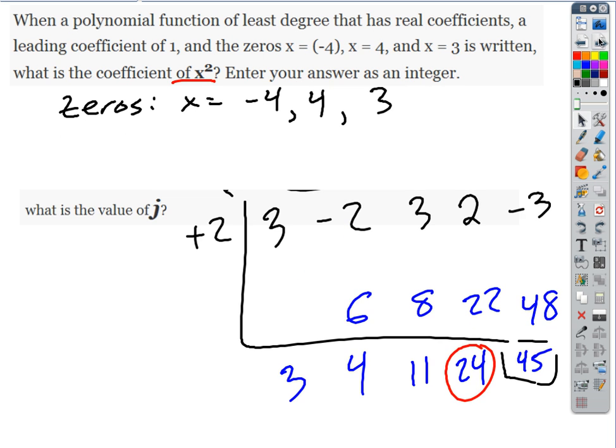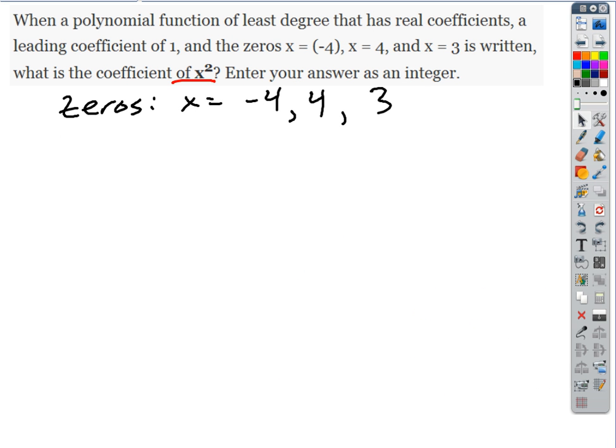Okay. What about this one? When a polynomial function of least degree that has real coefficients, a leading coefficient of 1, and these zeros is written, that's a mouthful. All that's really saying is this. It's just saying what's the easiest polynomial we can build from those zeros. This is what we did in 6-7. So what do we do with those zeros?